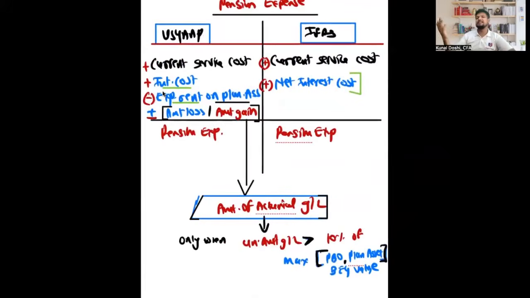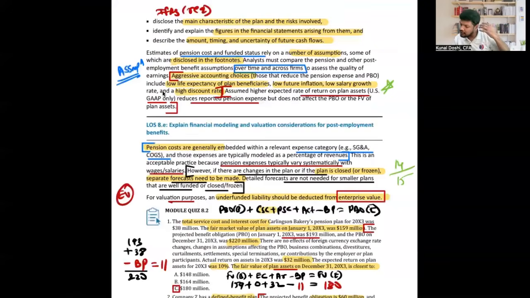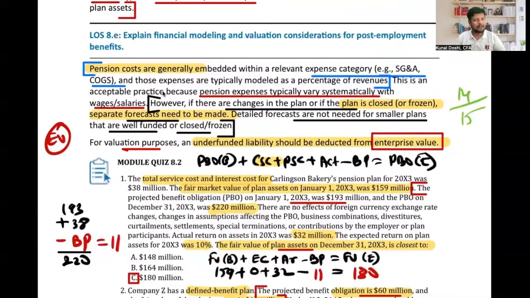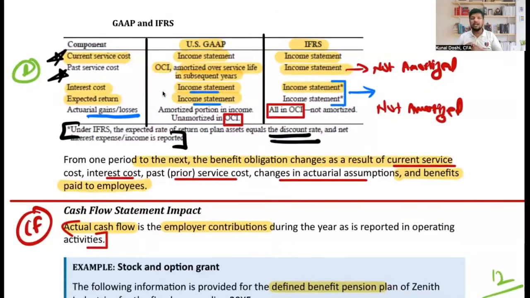Then there is discussion about the corridor approach, which I would suggest you can skip if you are too worried about a lot of pension adjustment. Just remember one thing, that any actual gain and loss is adjusted in OCI. But there is a slightly minor difference. Otherwise, ignore the past service cost for your reference. They are only there if there is an amendment. Past service cost has a differential treatment under US GAAP and IFRS. IFRS is more or less straightforward, everything into the income statement. US GAAP has this issue of what will go into income statement and what into OCI more often.